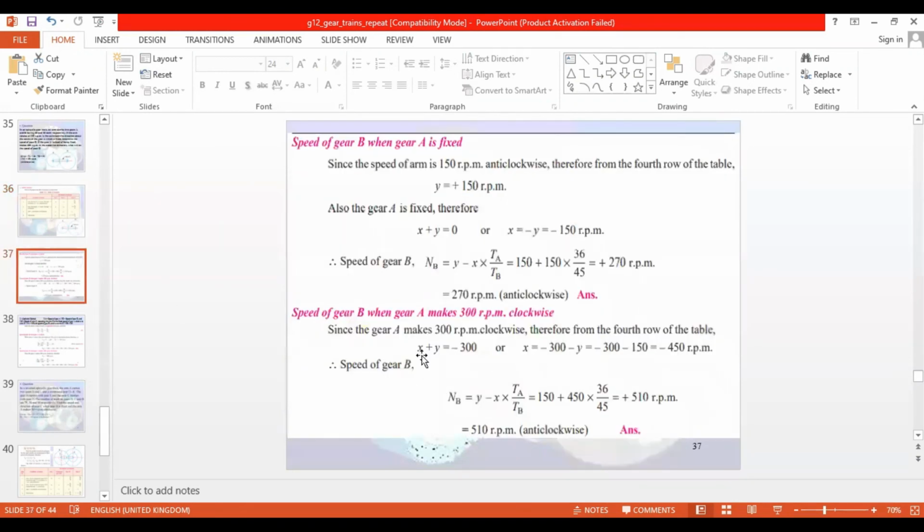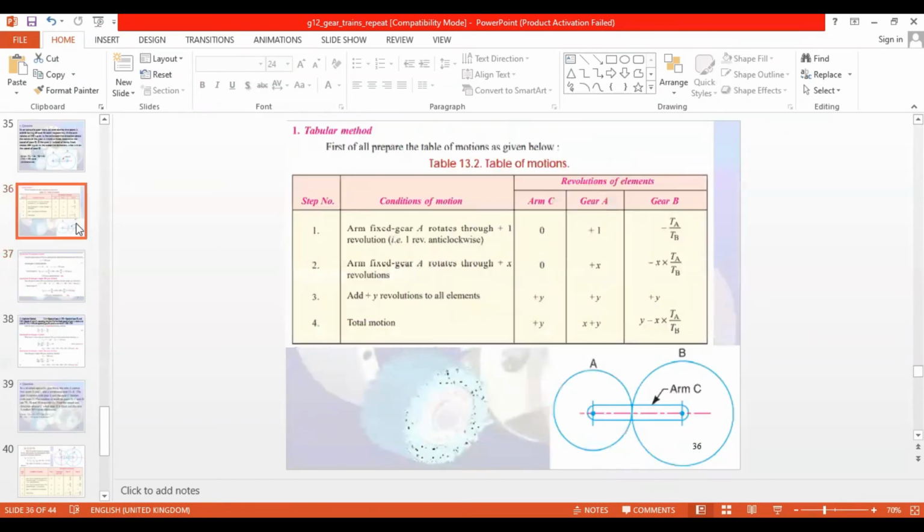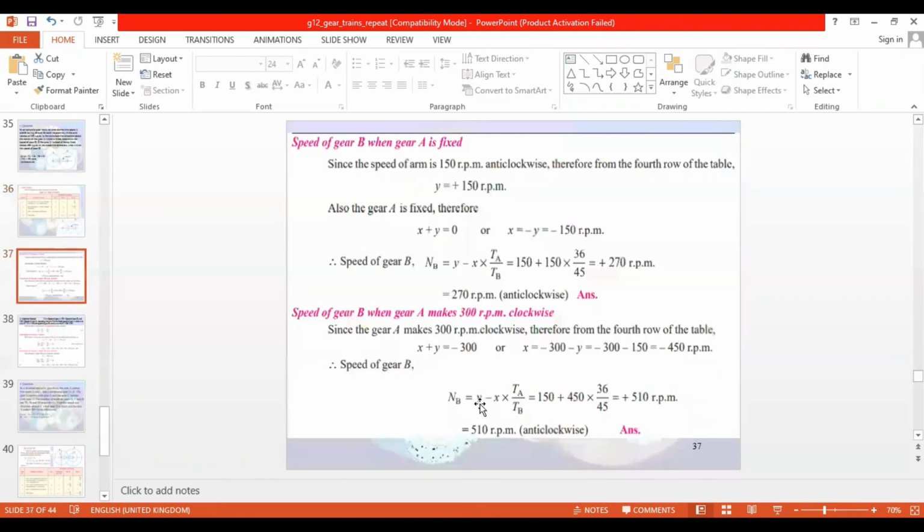From here, I can find x is equal to minus 300 minus y. Y we know is 150. So minus 300 minus 150 is equal to minus 450 rpm. Now we can replace it in this equation. I know y, I know x, and TA and TB are given. So NB, that is the speed of B, is equal to y minus x into TA by TB.